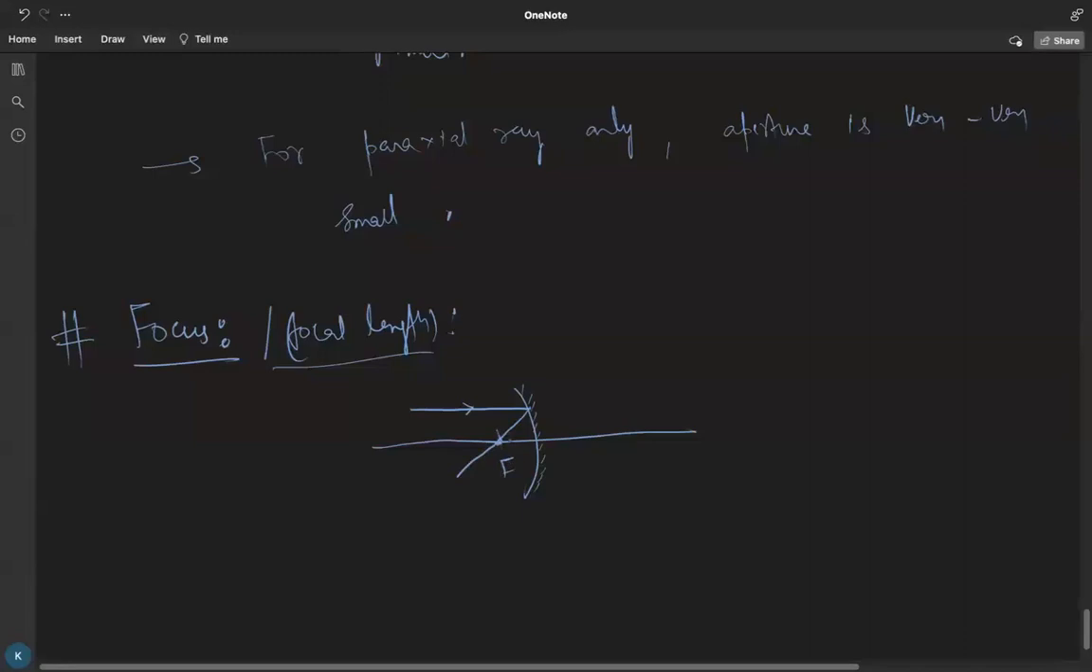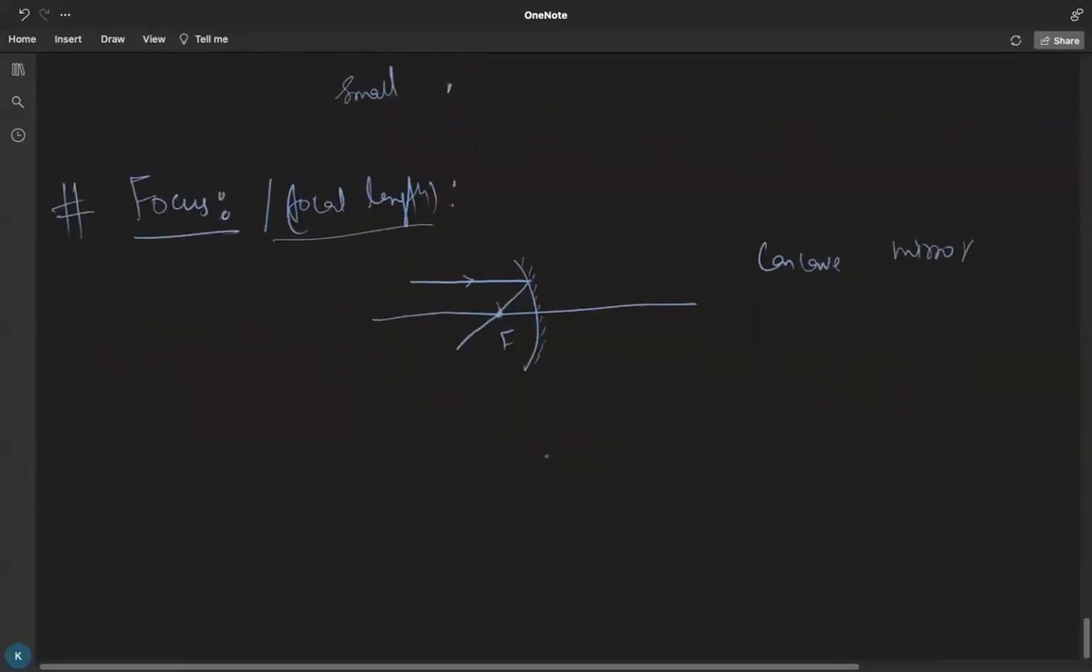That means if any ray of light is moving parallel to the principal axis, after reflection from the mirror, the point at which it cuts the principal axis is called the focus, right? And this is for a concave mirror. Now let's think about the convex mirror.